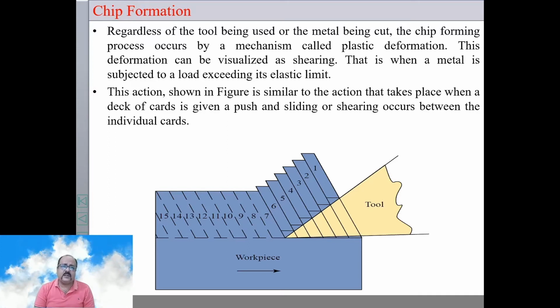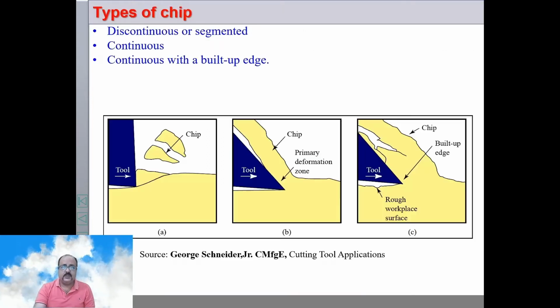Now what are the different types of chips that we are going to discuss here? We are going to discuss the three basic types of chips: continuous, discontinuous or segmented chips, and continuous with built-up edge. On my site there are several videos of how each of these chips is formed. You should go through these videos, and you will understand by seeing the actual videos how these chips are formed.